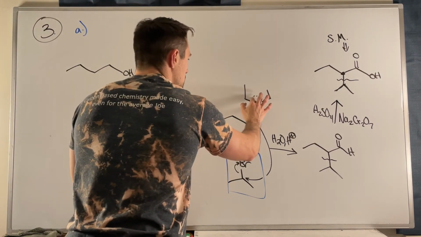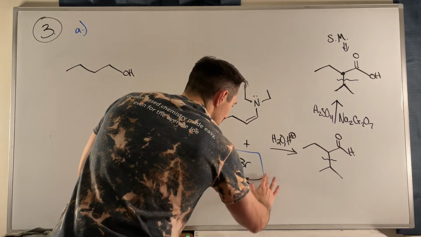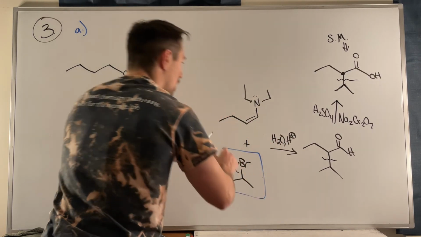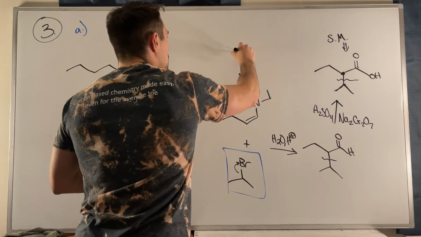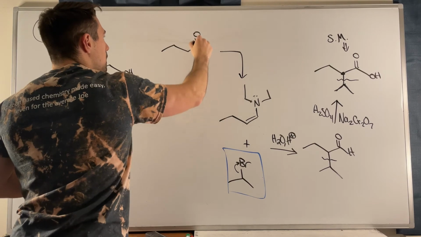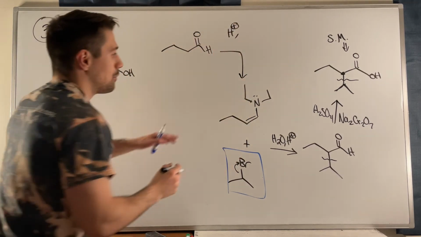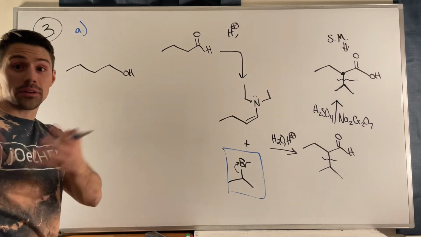So now where do we get this? I'm going to erase these arrows. Where do we get this from? Oh my goodness, that was such a waste of time. Okay, where do we get this from? Well, we know we get enamines from carbonyls, so we must have had this. We need acid, right? And we need some source of secondary amine.